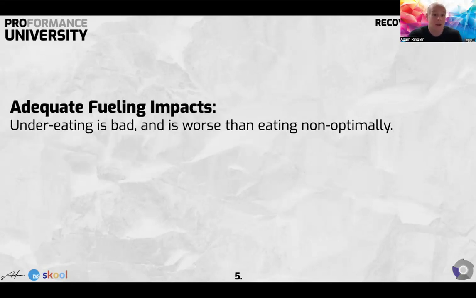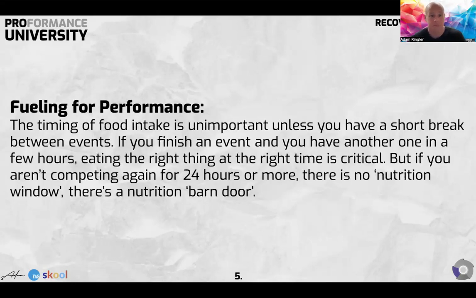Now, adequate fueling also impacts your recovery. Undereating is bad and is really worse than eating non-optimally. A lot of the time it's like, oh my goodness, I only eat vegan, I only eat organic, and if it's not organic, I'm not eating at all. That's a poor strategy, right? You need to eat something. She is saying that undereating is actually worse than eating something that is suboptimal. So that's really important for us.